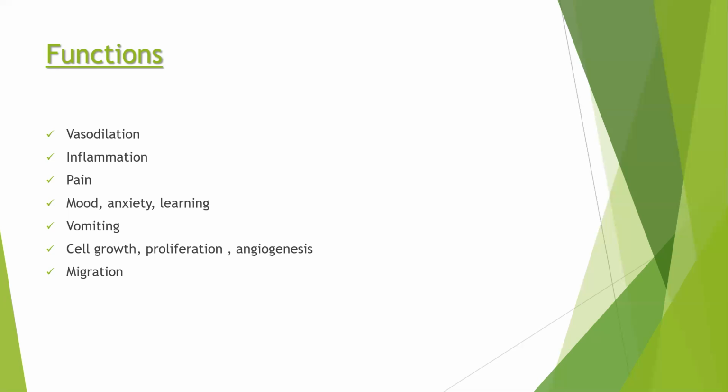Then vomiting. You all know what is vomiting. It causes vomiting. Then cell growth, proliferation, angiogenesis, migration. It causes cell growth, proliferation, angiogenesis, and migration. Substance P stimulates cell growth in normal and cancer cell line cultures. Substance P promotes wound healing of non-healing ulcers in humans.